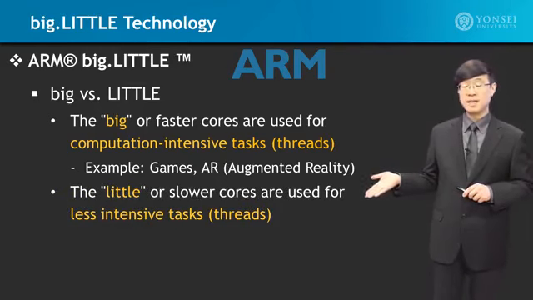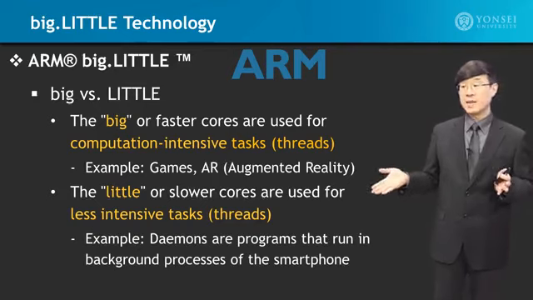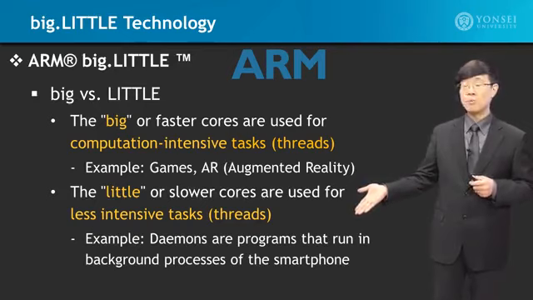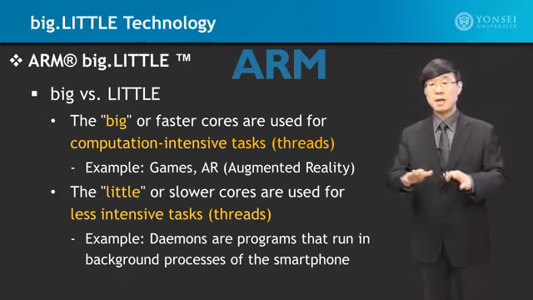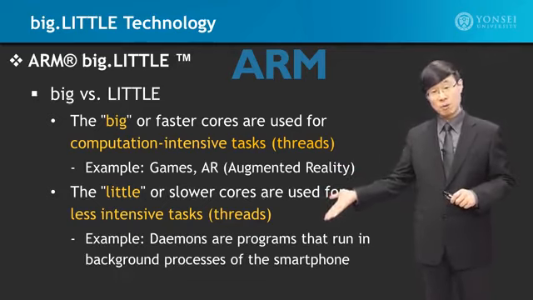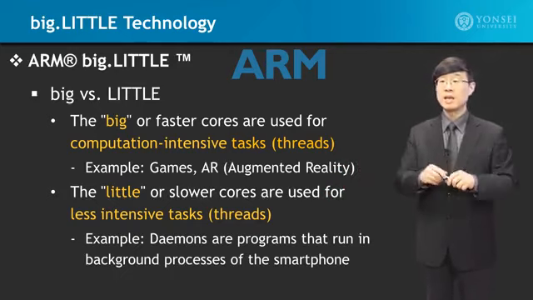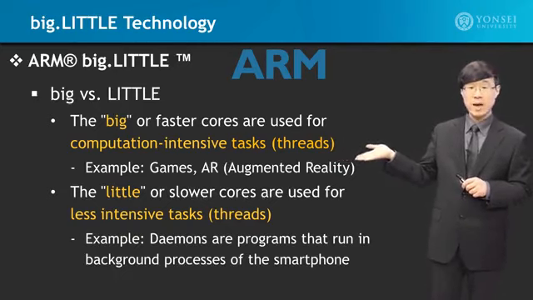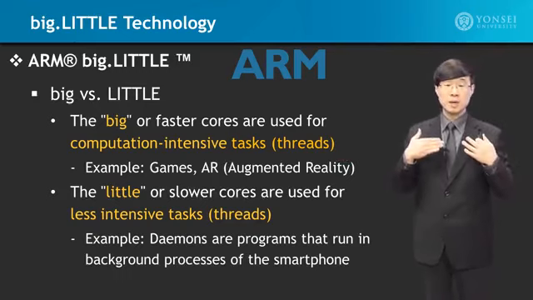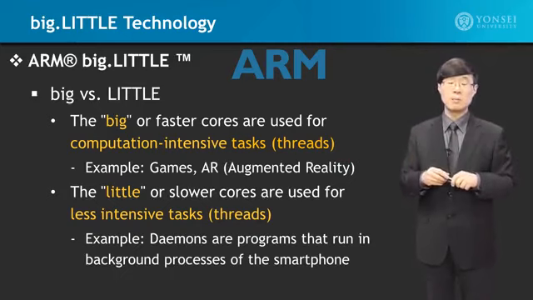Then comes the slower cores. These are less intensive task operated ones. Of course, these tasks are also threads. For example, daemons. What is a daemon? A daemon is a program that runs in the background process of a smartphone. Typically, when you look at your operating system, it runs in the back. But when I say background process, that also means that there is a foreground process. The foreground process is the application that you see, probably operated by your big cores, like the video game, the augmented reality, or other type of video streaming, and operations that are interactively working with the user that need to get done within a minimum amount of time.